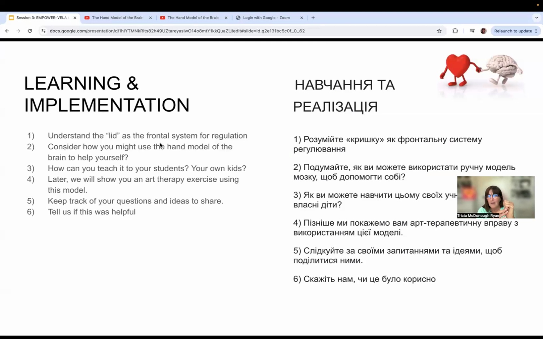So you could use this model with your students and help them understand they've got this limbic downstairs and this frontal lobe upstairs part of their brain. Sometimes people refer to the emotional part. Other people will call this the downstairs part of the brain, and this is the upstairs part of the brain. And later we'll show you different exercises in art therapy that you could use this brain model, or maybe you can think of your own in terms of how kids can have a hand on their desk to help them remember to use their frontal system to regulate their emotions.